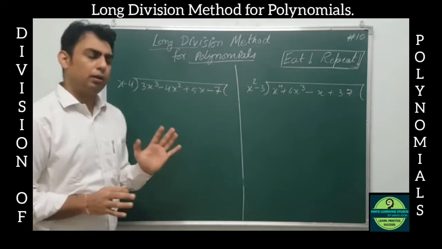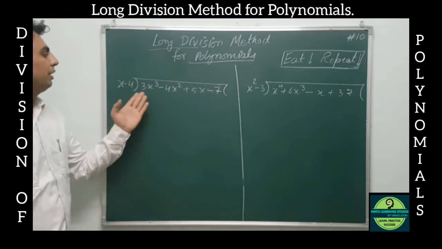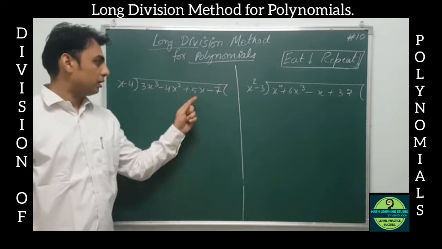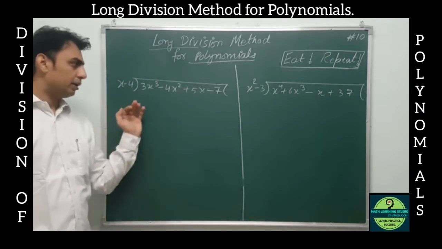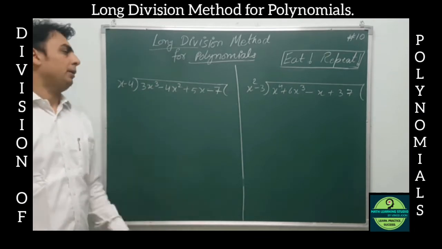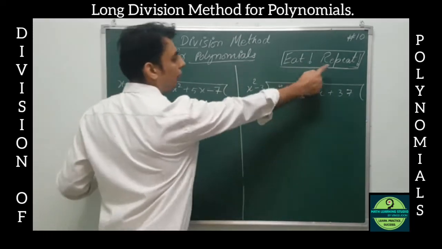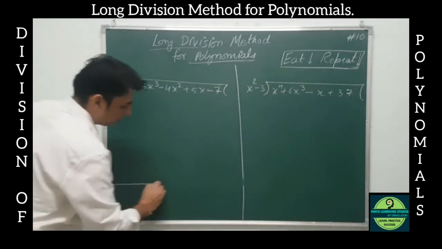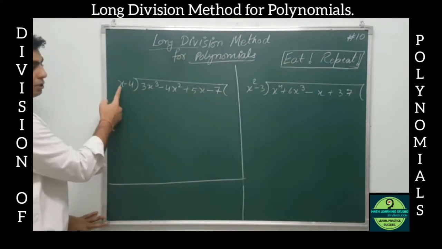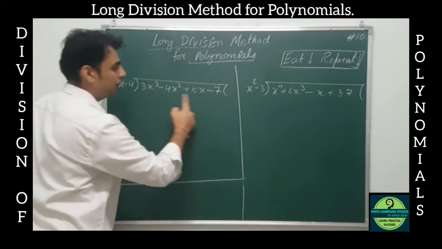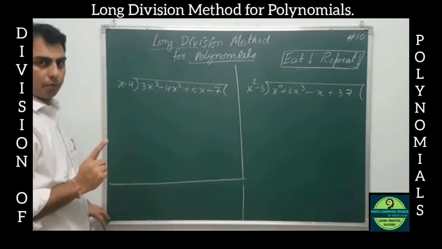Okay, so here there are two more examples. Let us understand them. First, we have to divide 3x cube minus 4x square plus 5x minus 7 by x minus 4. I have taken a bit higher degree, that is 3. But the process remains the same. We eat and then repeat. So first thing is the first term of this and the first term of this. Now remember, I have written this polynomial as well as this in the standard form, which is very important, right?